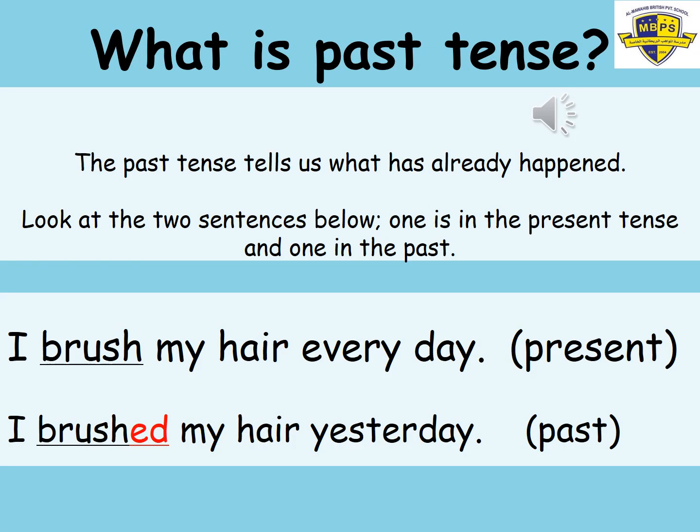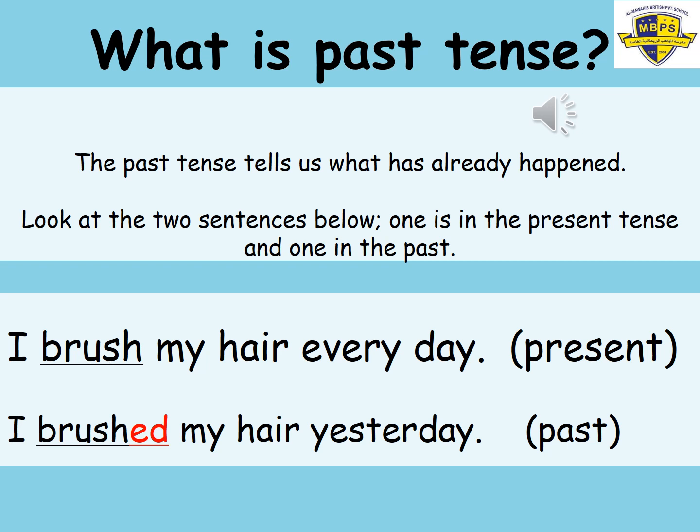Fine. Here, what is the past tense? The past tense tells us what has already happened. What has already finished. Something happened and finished. And we are not doing it now. I did something in the past, but I'm not doing it now. Look at the two sentences below. One is in the present tense and one in the past.